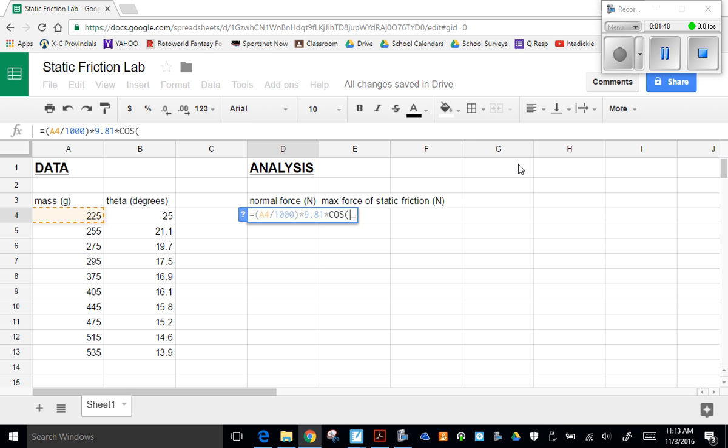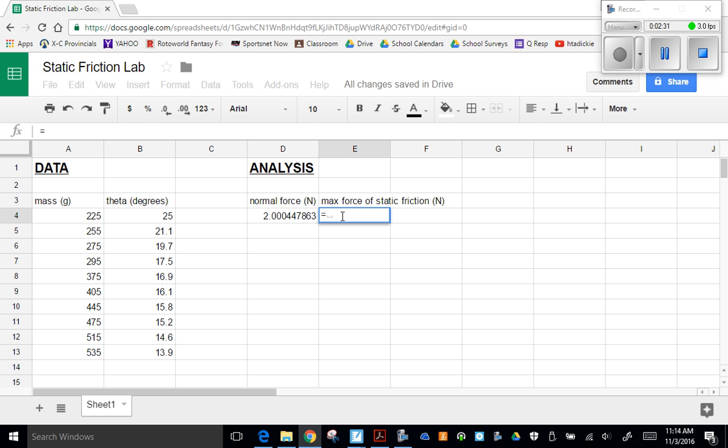So inside the cosine bracket, I'm going to actually type in the word radians. And then I'm going to enter cell B4. What that's going to do is convert 25 degrees into radians, and then take the cosine of that. So here's what I have. A4 divided by 1,000 converts it to kilograms, multiply it by 9.81 gets it to newtons, and then I multiply it by cosine theta, but this radians B4 inside the brackets for cosine converts it to radians for me. That's going to give me 2.00. That's my normal force.